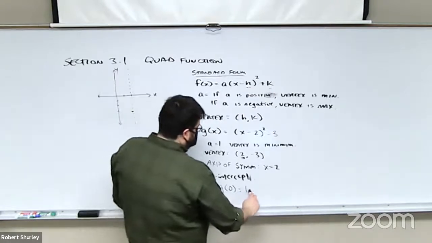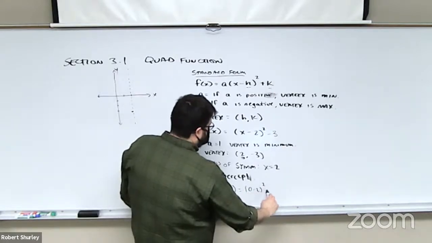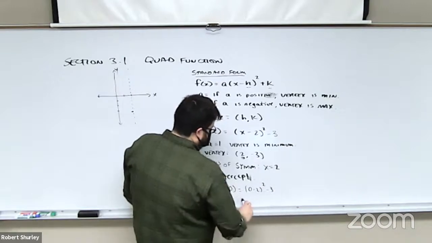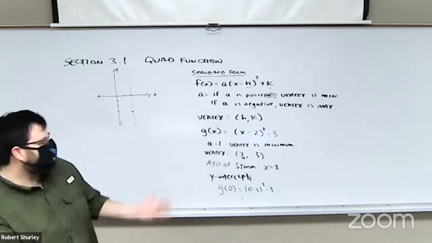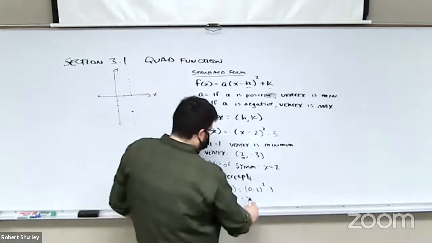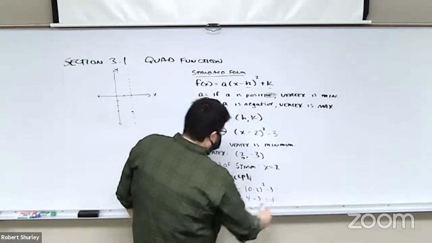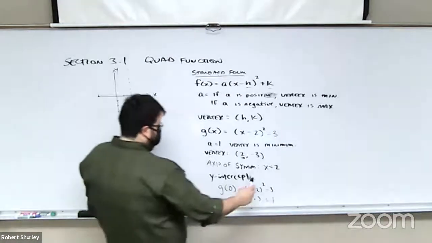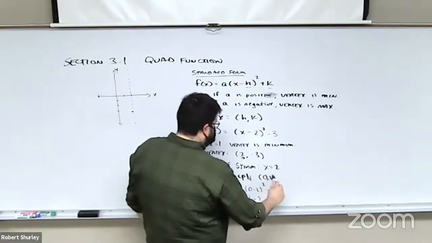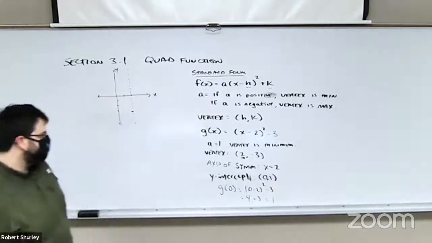And I would get 0 minus 2 squared minus 3. Now 0 minus 2 is negative 2, but when you square it, it becomes positive. So 4 minus 3, you wind up with 1. So my y-intercept turns out to be (0, 1).